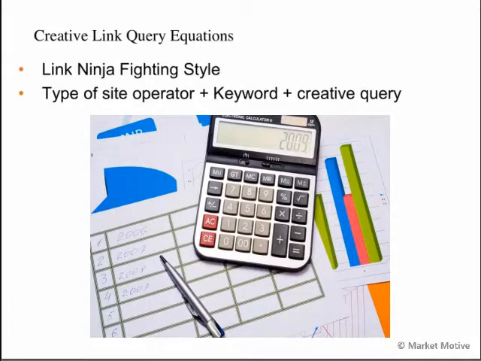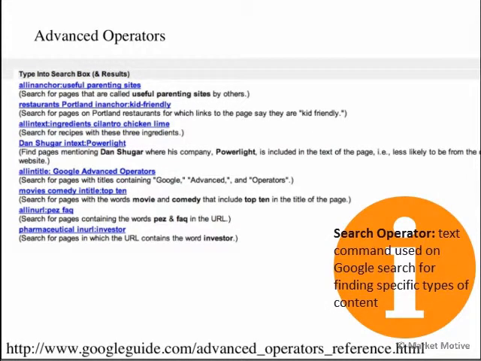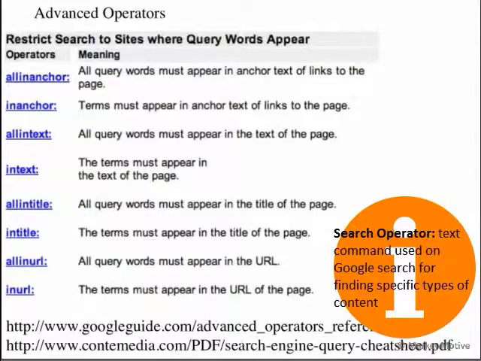What I like to call the Link Ninja fighting style is creative link queries. It's really important to be able to come up with a type of site operator plus a keyword plus a creative query. And what we're talking about here is the use of Google Advanced Operators: all in anchor, all in text, all in URL. All of these are very, very important, and you need to study these and know these when you're coming up with those creative queries.